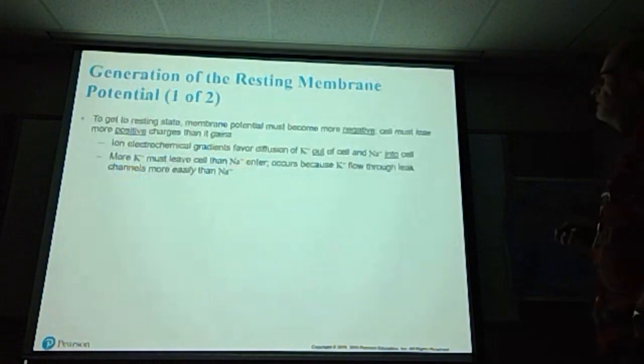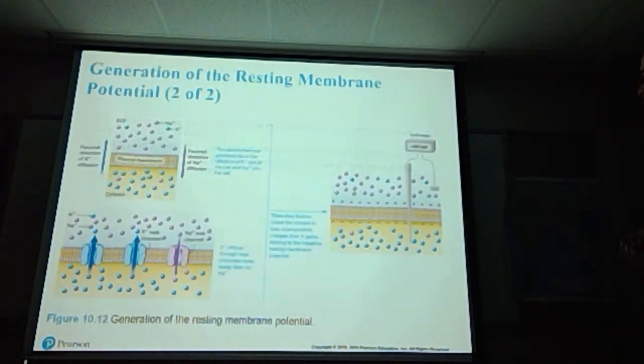So to get to a resting state, membrane potential must become more negative. Cells must lose more positive charges than it gains. The ion electrochemical gradients favor the diffusion of potassium out, sodium in. So more potassium must leave the cell than sodium enters. That occurs because potassium flows through the leak channels more easily than does sodium.